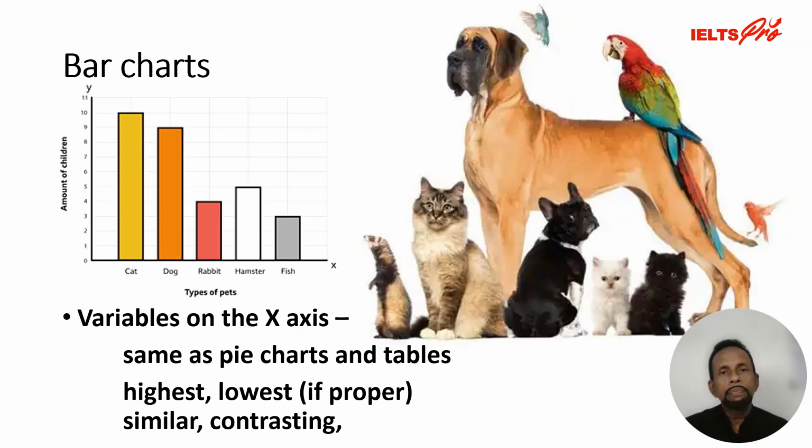There are several types of bar charts you get in IELTS Academic Writing Task 1. Firstly, only the variables on the x-axis. For this type of bar chart, we observe the information as same as in pie charts or table questions. Here we pay attention to the highest, lowest, similar or contrastive data and information. The caption or the heading may be on top or at the bottom. Here it is type of pets, which is at the bottom.